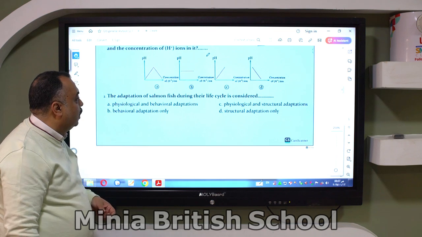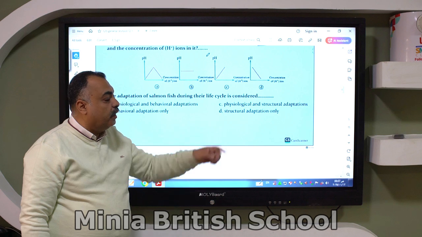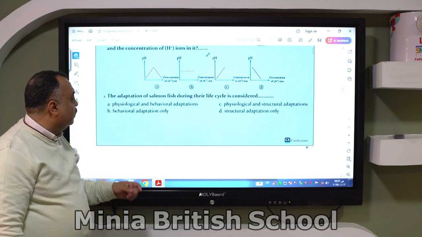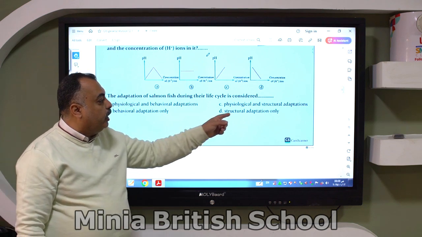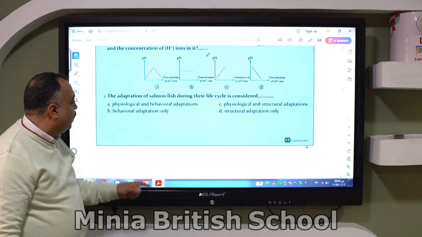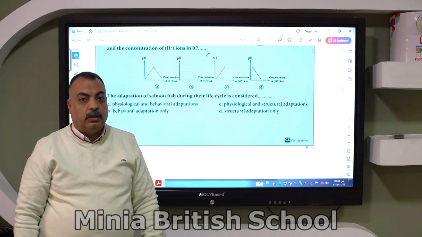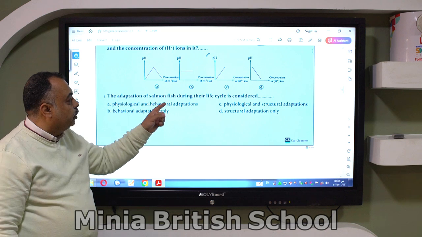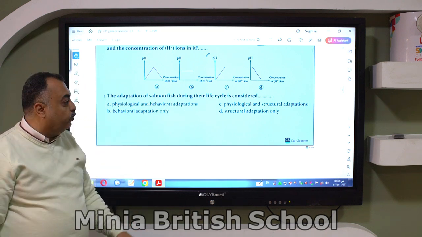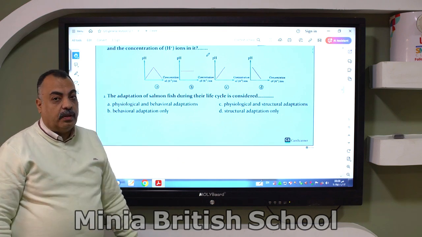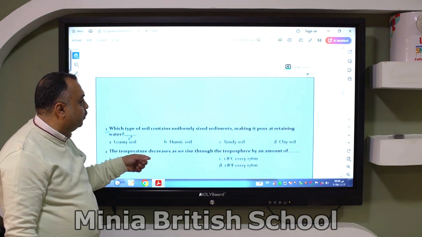Number 2, the adaptation of salmon fish during their life cycle is considered as physiological and behavioral adaptations, physiological and structural adaptations, behavioral adaptation only, or structural adaptation only. Salmon fish during their life cycle, the adaptation. Yes, of course, physiological and behavioral adaptation. Physiological and behavioral adaptation.